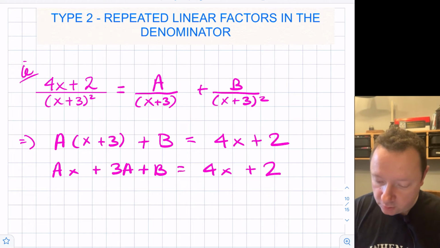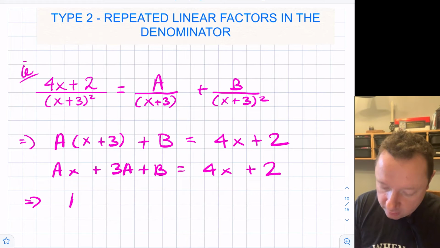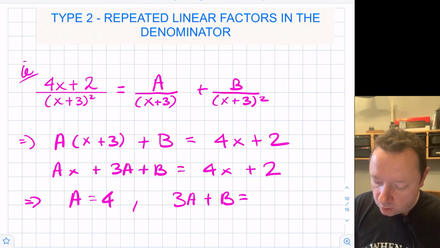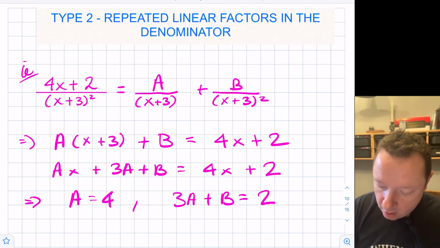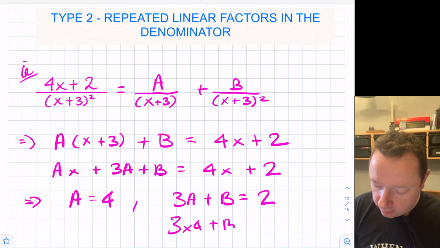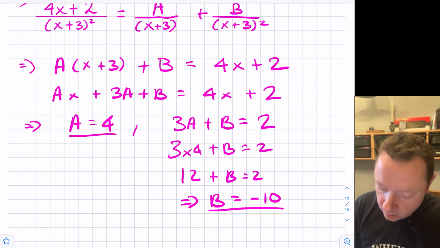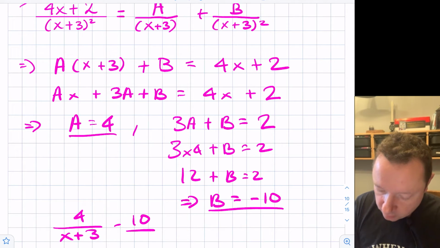And there you can see in this simple example, there's only one coefficient of x, so straight away that implies that a must equal 4. And we've got 3a plus b equals the numerical number 2. But we know a is 4, so 3 times 4 plus b equals 2. 12 plus b equals 2 implies b must be negative 10 in this case. So our partial fractions become 4 over x plus 3 minus 10 over x plus 3 squared.